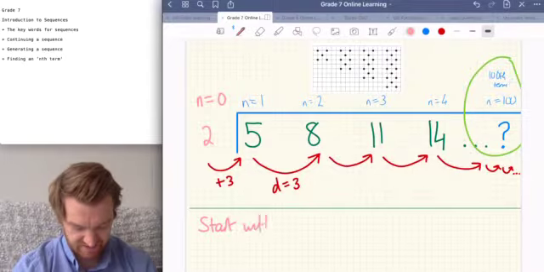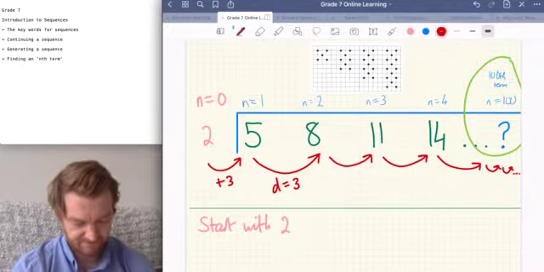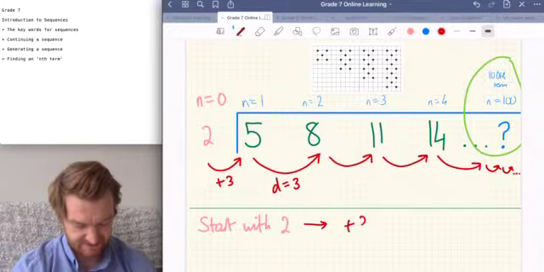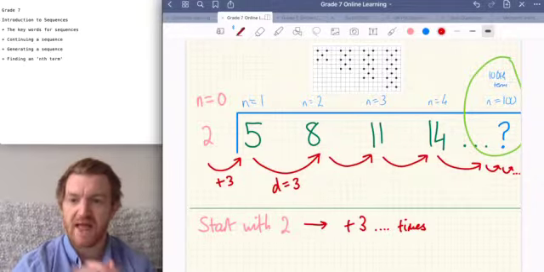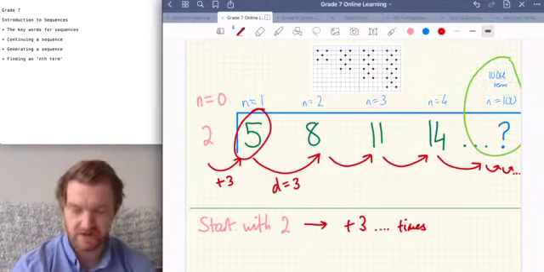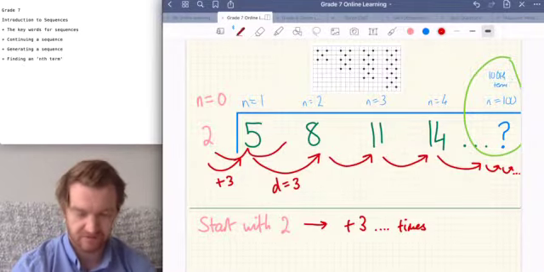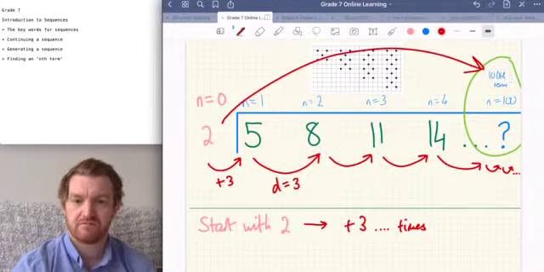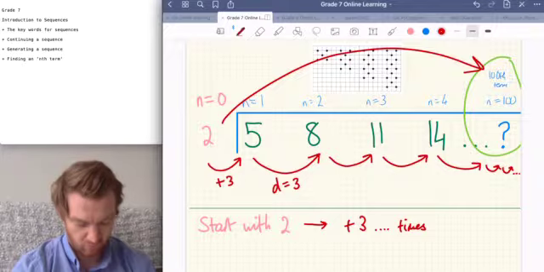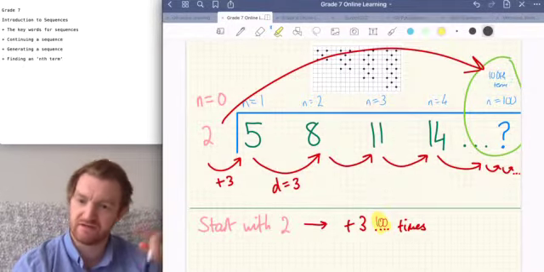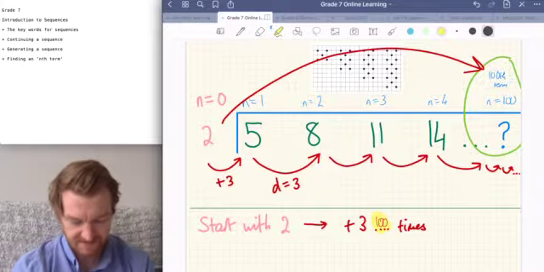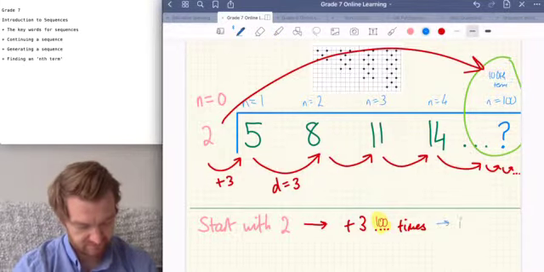Let's imagine we start with 2. And then you're adding 3, and you're doing that a certain amount of times, depending on where you are in the sequence. The first one we've added it on once. The second one we've added it on twice, and so on and so on. To get all the way to 100, we must have added it on 100 times. So I've gone plus 3, plus 3, plus 3, plus 3, and so on and so on. And that will give us the 100th term.